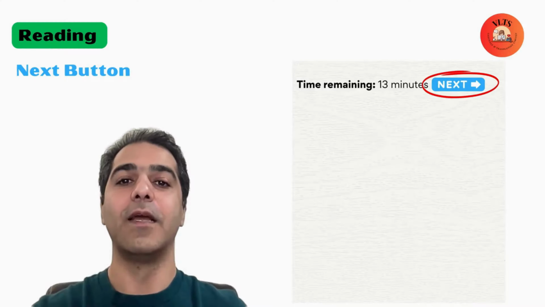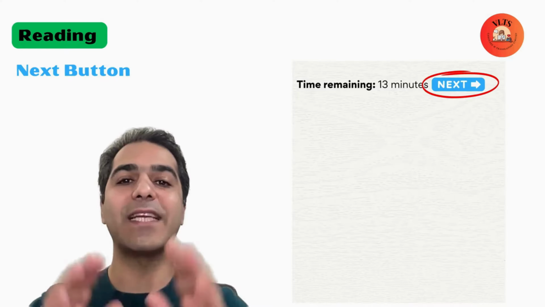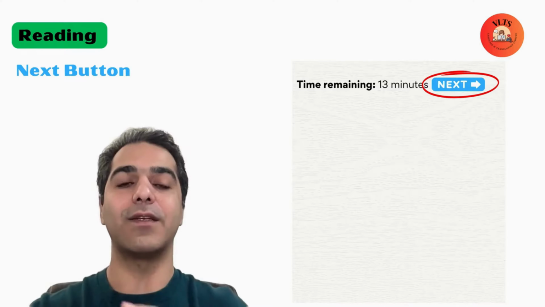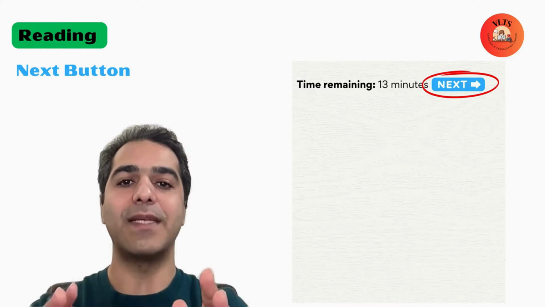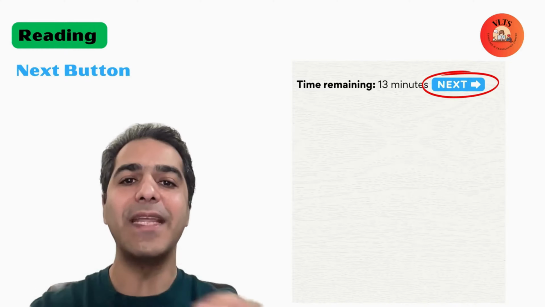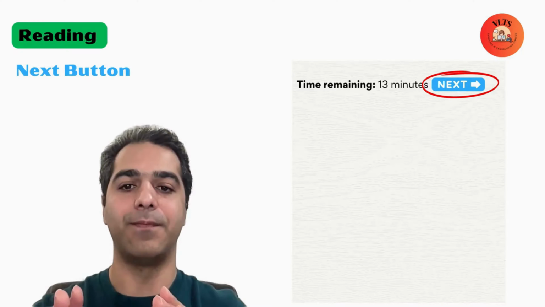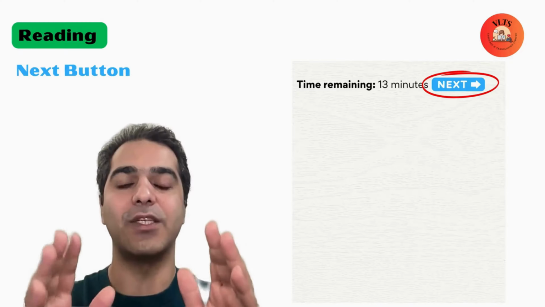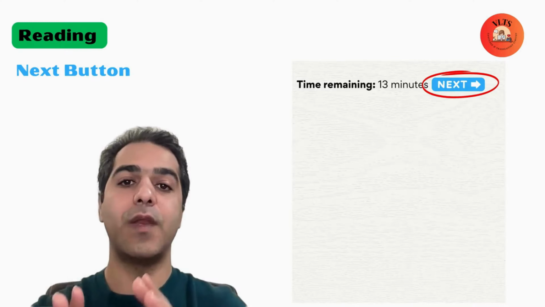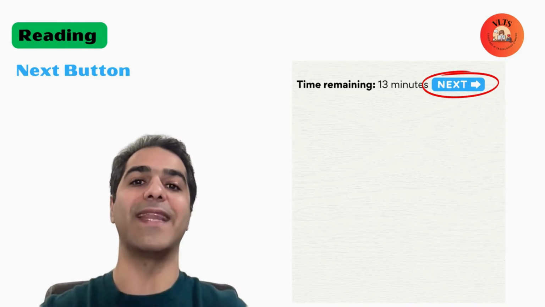Next button. Please avoid using the next button until you have answered all the questions of the current page. The CELPIP exam does not allow any backtracking during the exam, and once the time of that page is up, the screen will automatically move on to the next page.